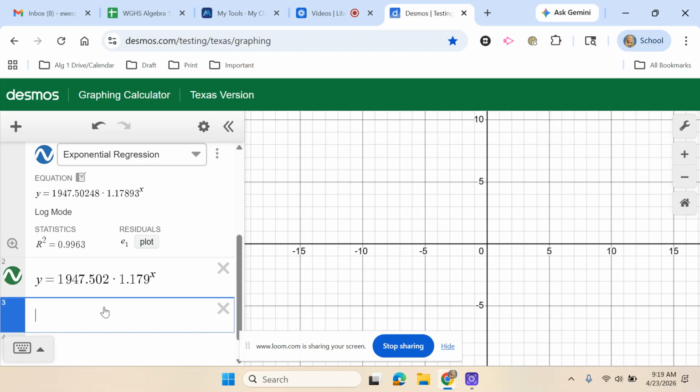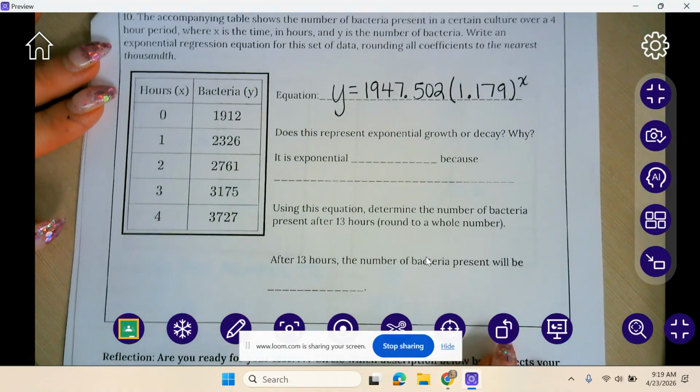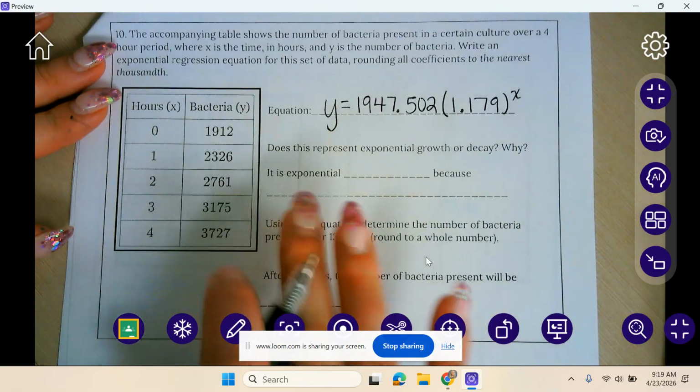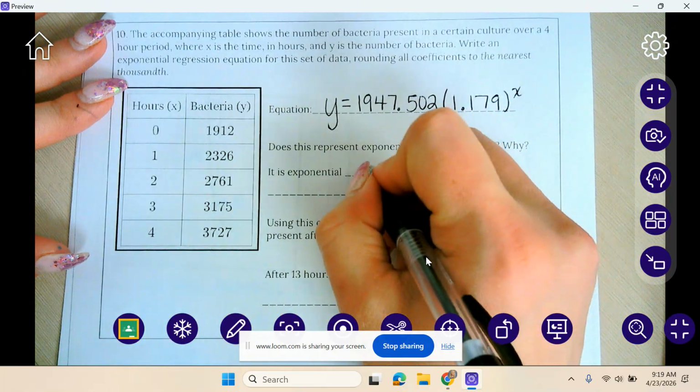So y equals 1947.502. And I'm going to do a parentheses instead of the dot just to kind of keep it a little more organized. 1.179 to the power of x. So I'm going to go back to my camera. And then you can see right there, that's our equation.